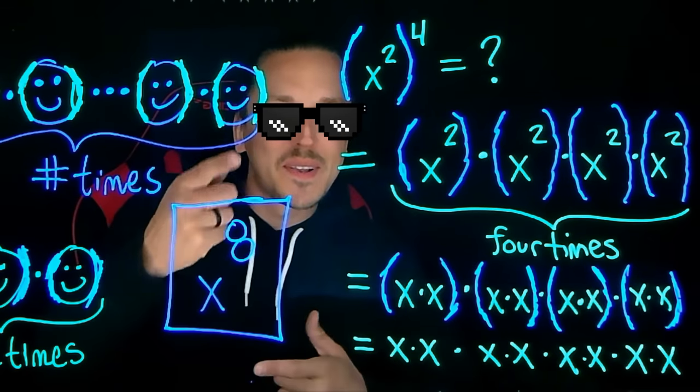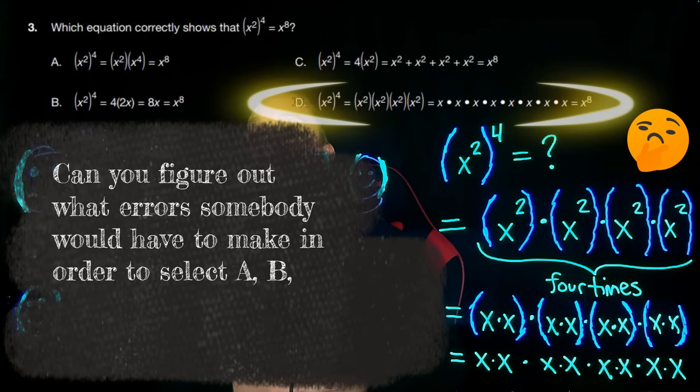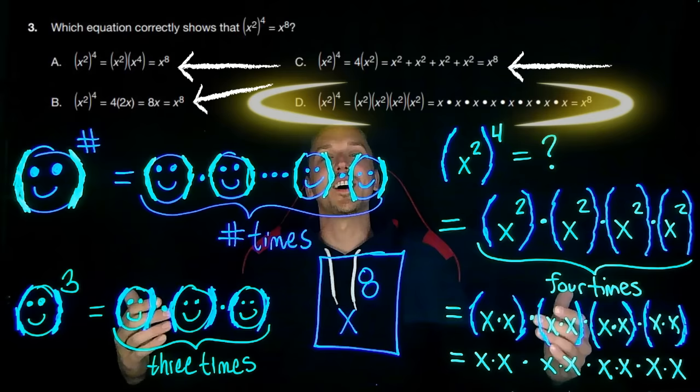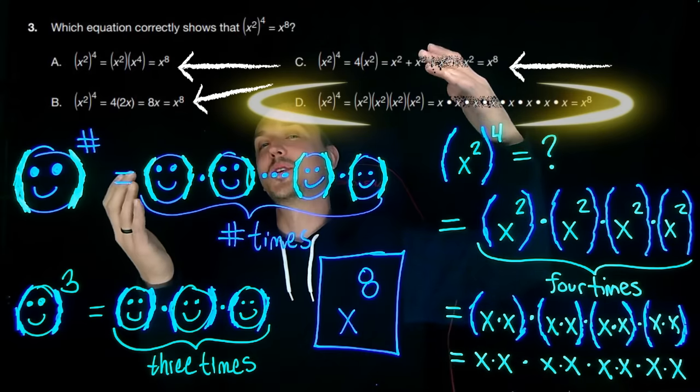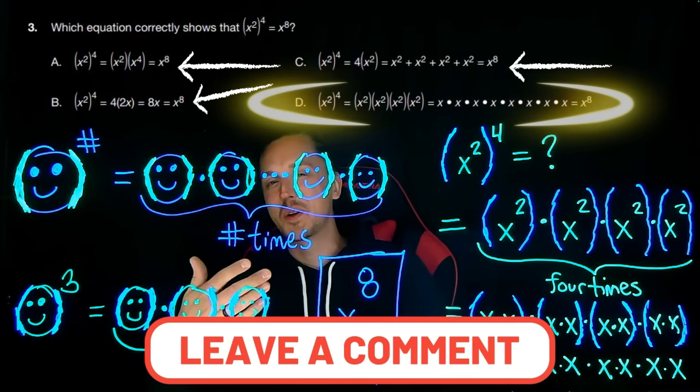This is fantastic, but let's challenge ourselves further. Can you figure out what errors somebody would have to make in order to select A as their answer mistakenly? What about B or C? I hope you choose to challenge yourself by wrapping your head around some of these potential errors. Leave a comment with your thoughts, and bonus if you can recognize all three.